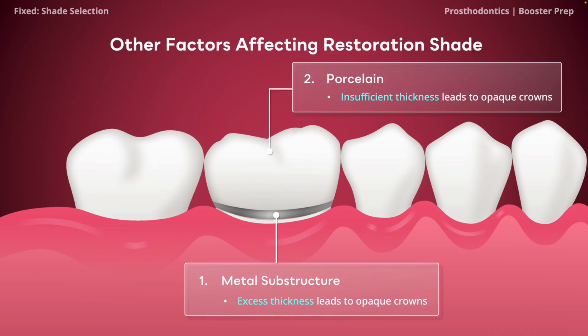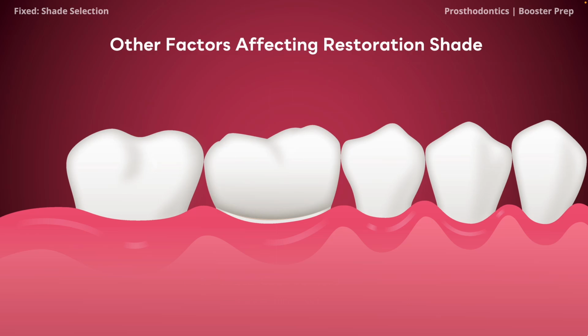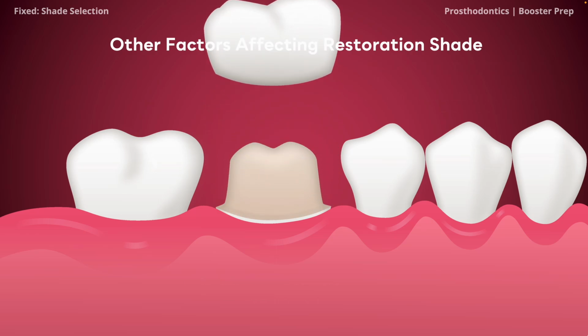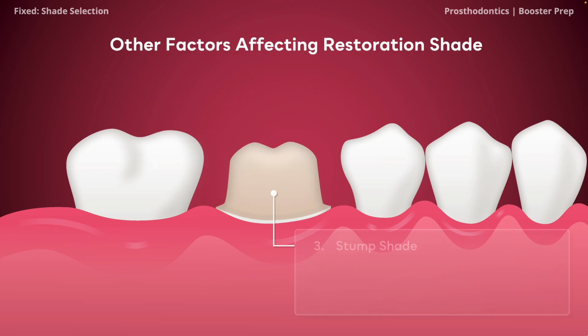Alright, enough of PFMs. Let's switch our crown to an all-ceramic crown so that we can talk about our third factor, which is stump shade. The stump shade refers to the color of the abutment tooth after it's been prepared for the crown. If the stump shade is dark, it can show through the crown.